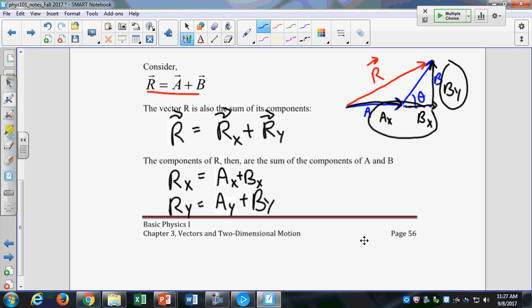This is the y component of R. It is equal to the y components of A and B. But in this case, there is no y component of A. So AY is equal to 0 for us. But as for a general rule, this is true. Notice I haven't drawn arrows here. These are just sums. I'm just adding up the numbers. And I'll do one with numbers for you.